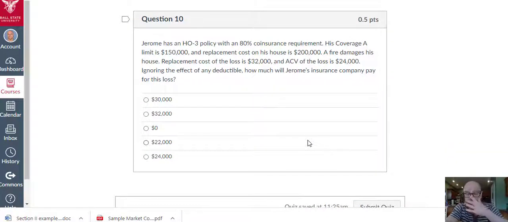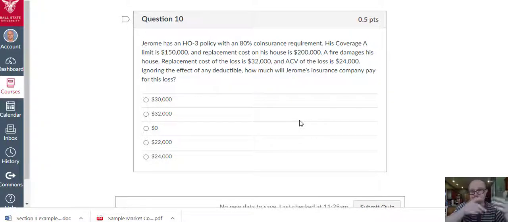This last question, have you work out the co-insurance requirement? I've cheated with the numbers to make it a little bit easier. Okay, he's got an 80% co-insurance requirement. He's got a $150,000 limit. Replacement cost is $200,000. So he's only carrying how much? Is he carrying 80%? He's only carrying 75%. So we've got to apply that co-insurance formula.